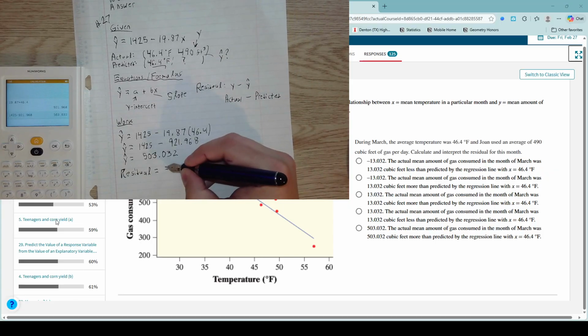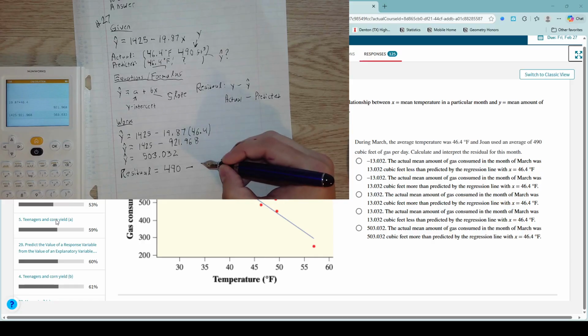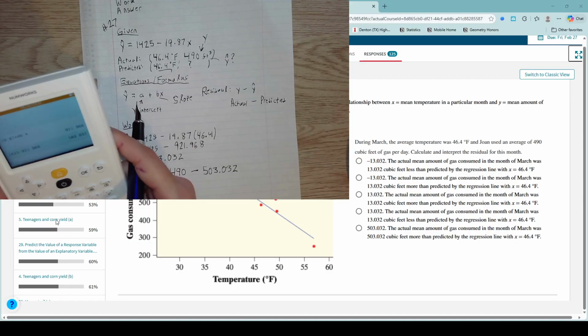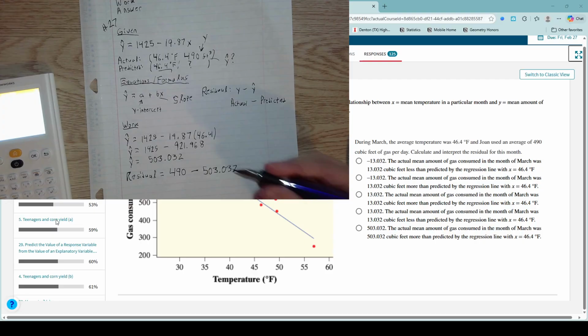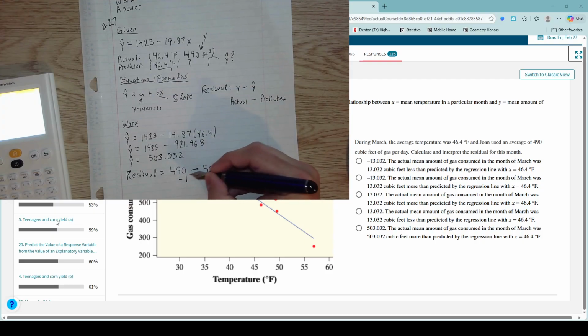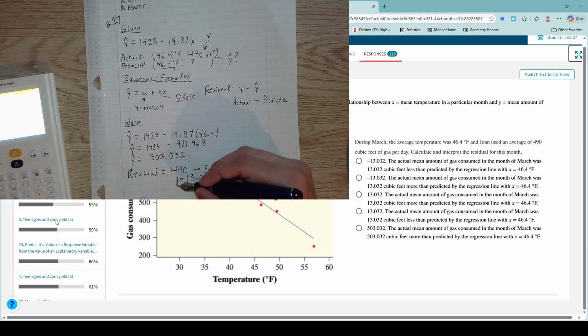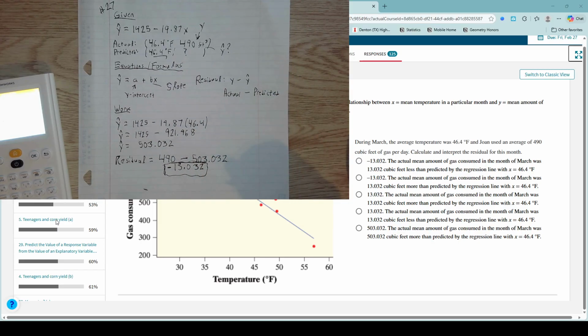So we're going to do 490, and we're going to subtract our prediction y, which is 503.032. 490 minus that answer is negative 13.032. And this would be the answer in terms of the residual for that question.